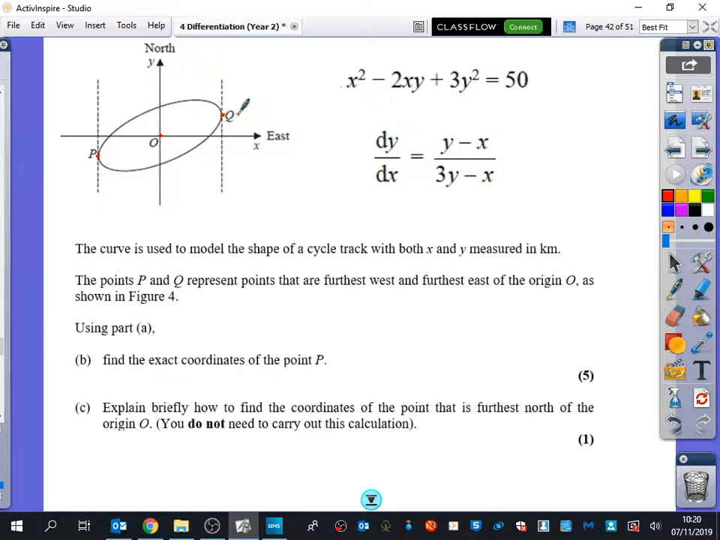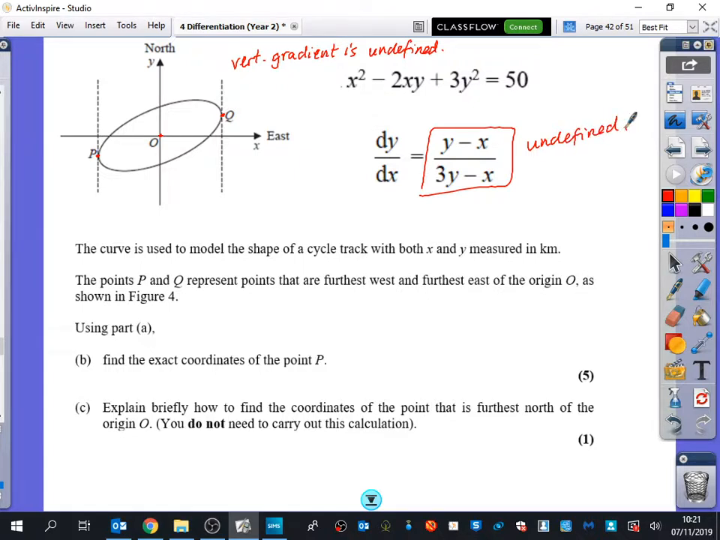Okay, so we talked about this just now. We talked about how the gradients here and the gradients here, if you have a vertical gradient, we said that vertical gradient is undefined. Now, if the vertical gradient is undefined, that must mean that this thing here is undefined.